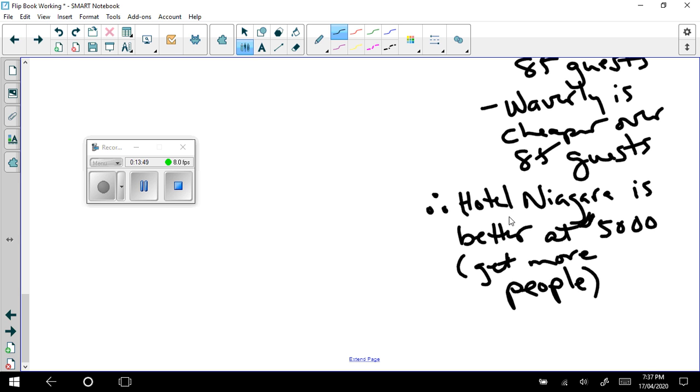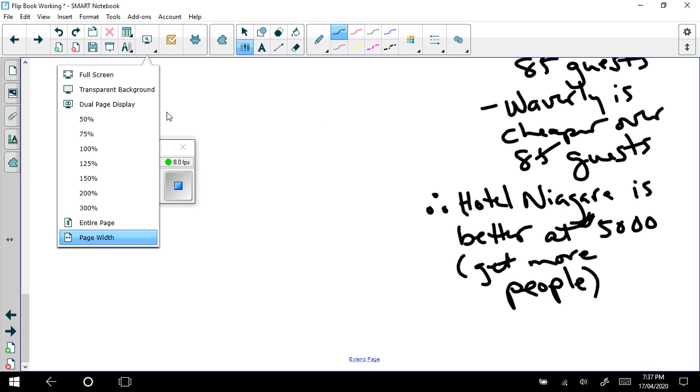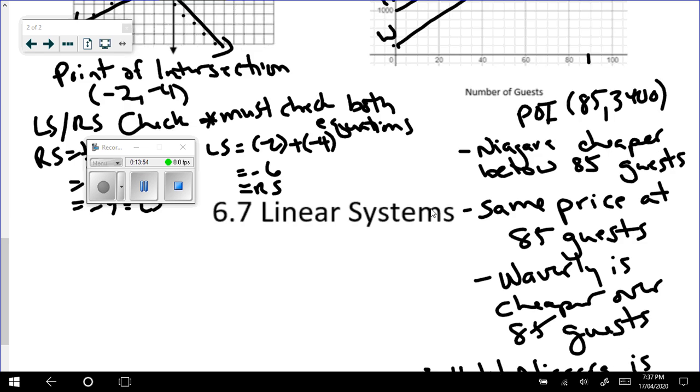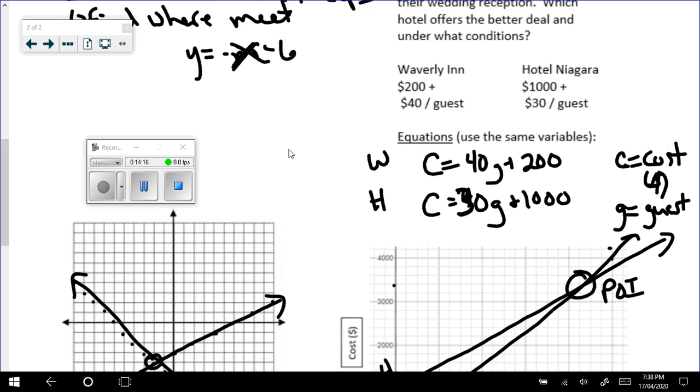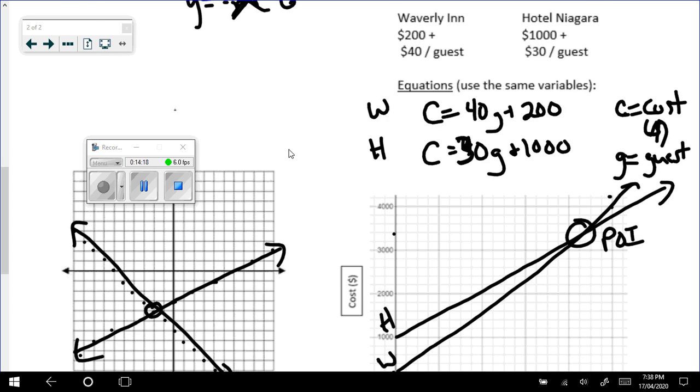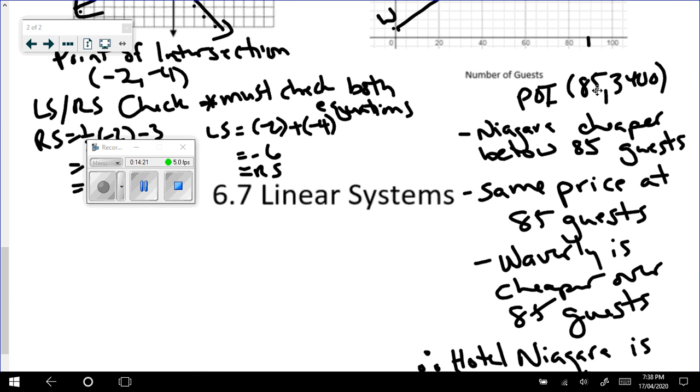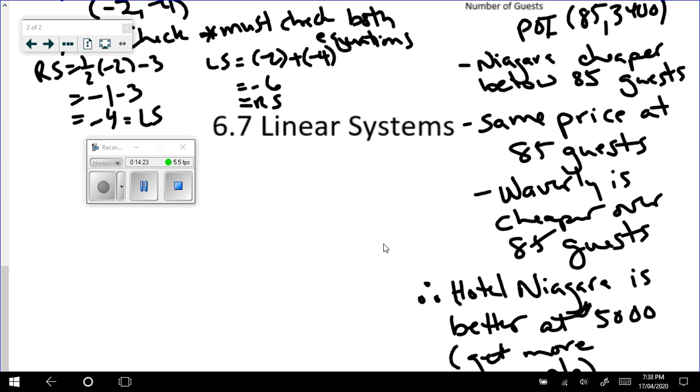So Hotel Niagara is the better option at $5,000 because they can get more people in, right? If this chart extended that little bit farther, right around here would be $5,000. Well, Waverly Place is up high on the cost index, and this one's lower. It actually takes longer to hit the $5,000 mark. So this one, the graphing is easy. We've done all the graphing before. We've manipulated our formulas before. We know how to do all that. It's the interpretation of the results that's the focus of this section.